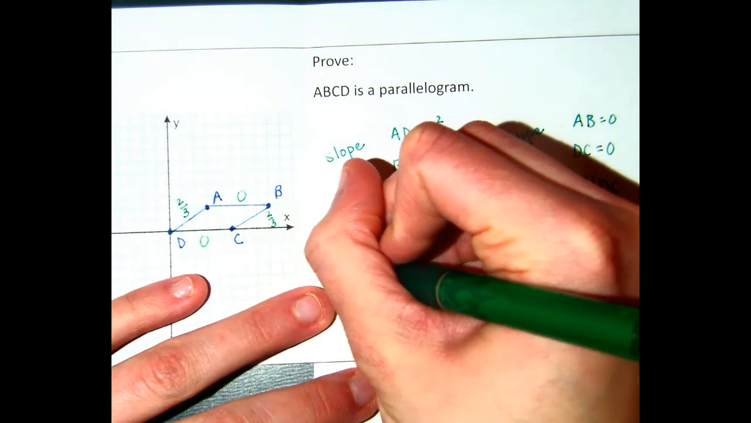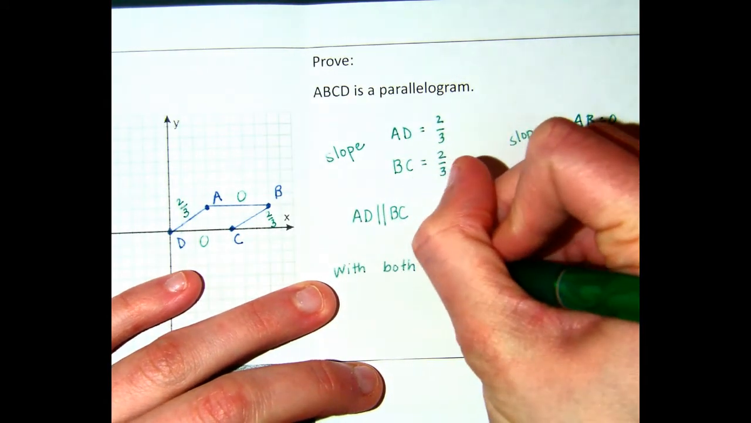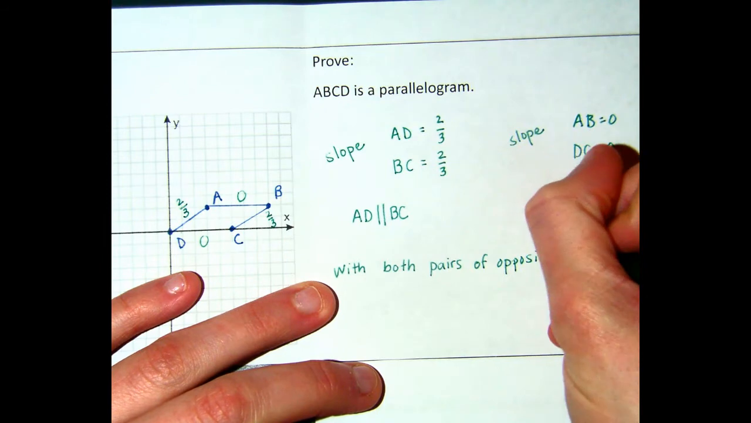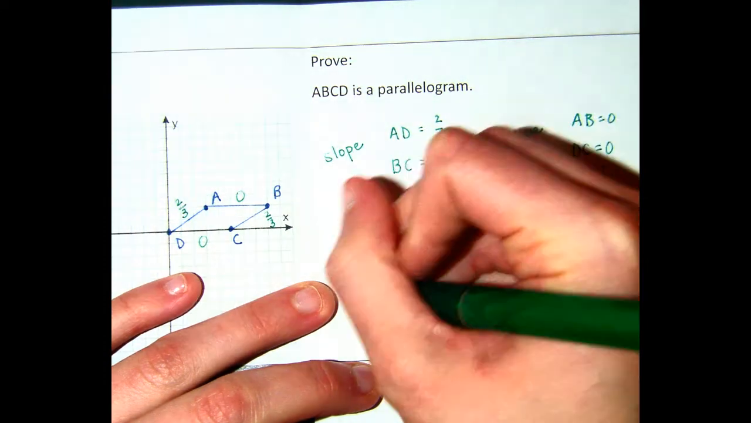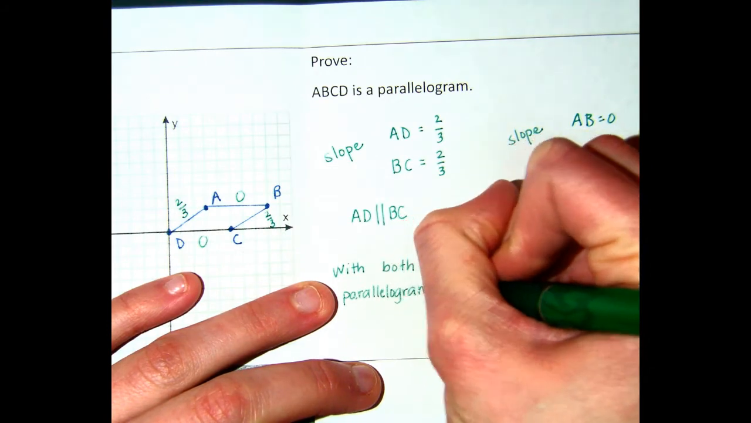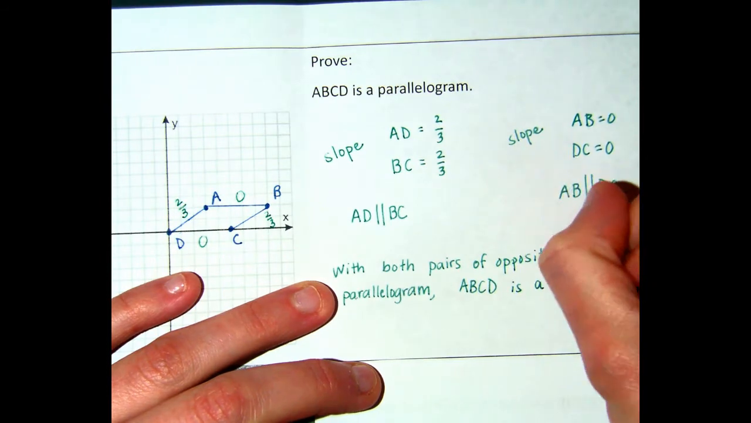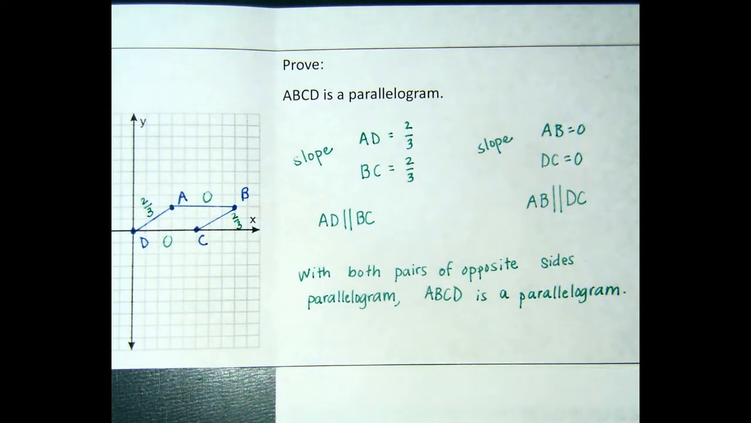Since we have both pairs of opposite sides parallel, we know that we do in fact have a parallelogram based on the definition of a parallelogram. So we have finished example 1. We have proven that this is in fact a parallelogram using slope of the figure. So that's how we prove something is a parallelogram.